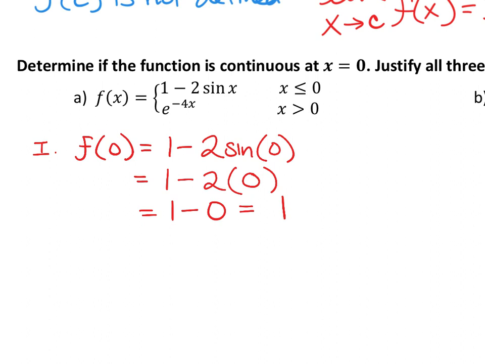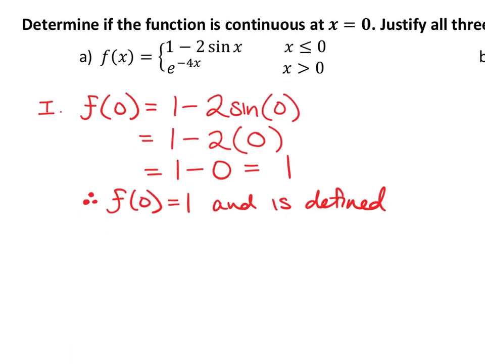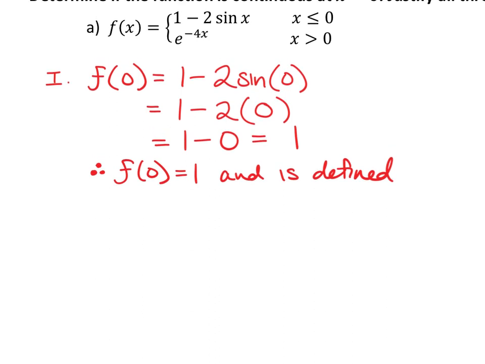We got a number. So we conclude in the first one, therefore, that f of 0 equals 1 and is defined. Check. We needed it to be defined. We needed it to exist for us to bypass the first requirement. Then we go to the second requirement. The second requirement is that the limit exists. So we have to check both sides of the limit to see if it exists.